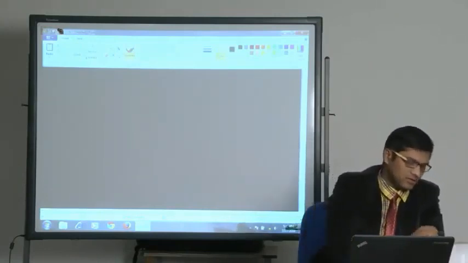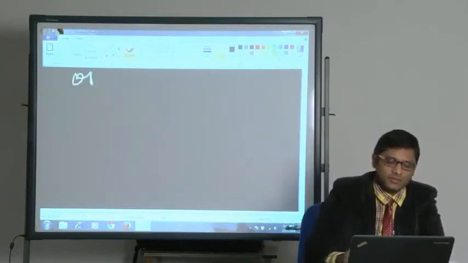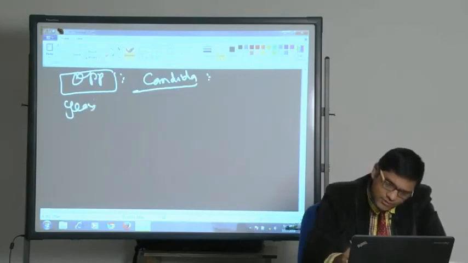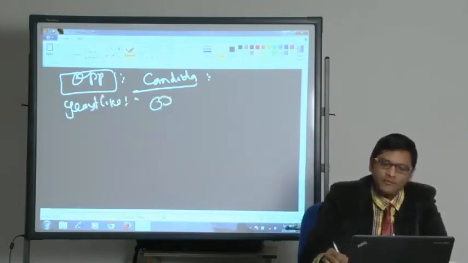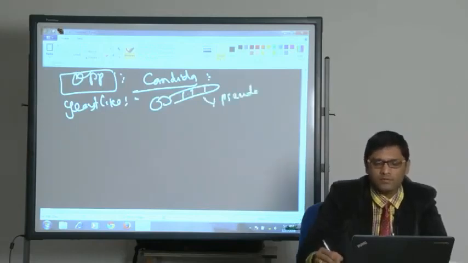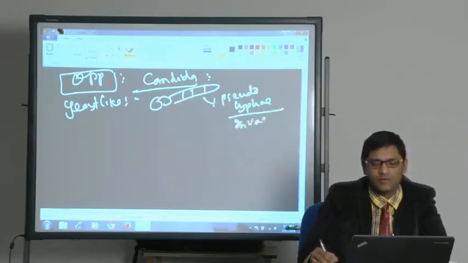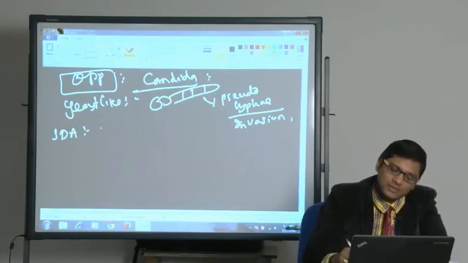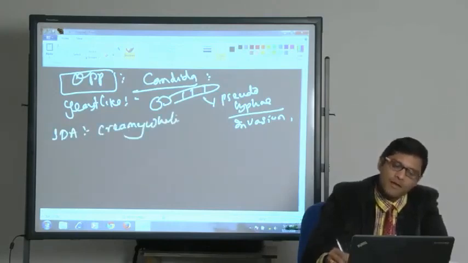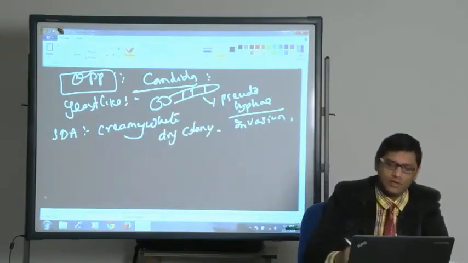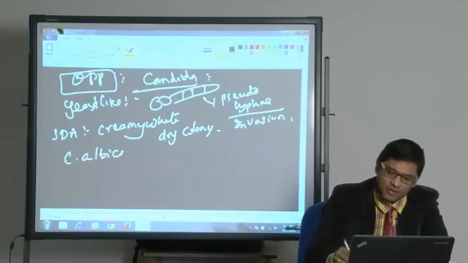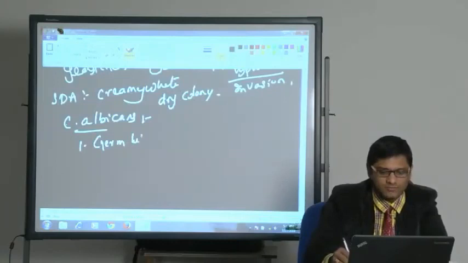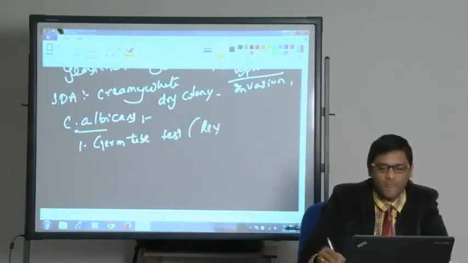Okay, so this is all about the systemic mycosis. Then opportunistic mycosis, to start with Candida. Candida is yeast or yeast-like? Yeast-like means it has a yeast form with pseudohypha. Pseudohypha is a virulence factor, a sign of invasion. On SDA, it produces a creamy white dry colony. The most pathogenic species is Candida albicans. Candida albicans can be differentiated from other Candida species by various tests, like the germ tube test, also called Reynolds-Braude phenomenon.